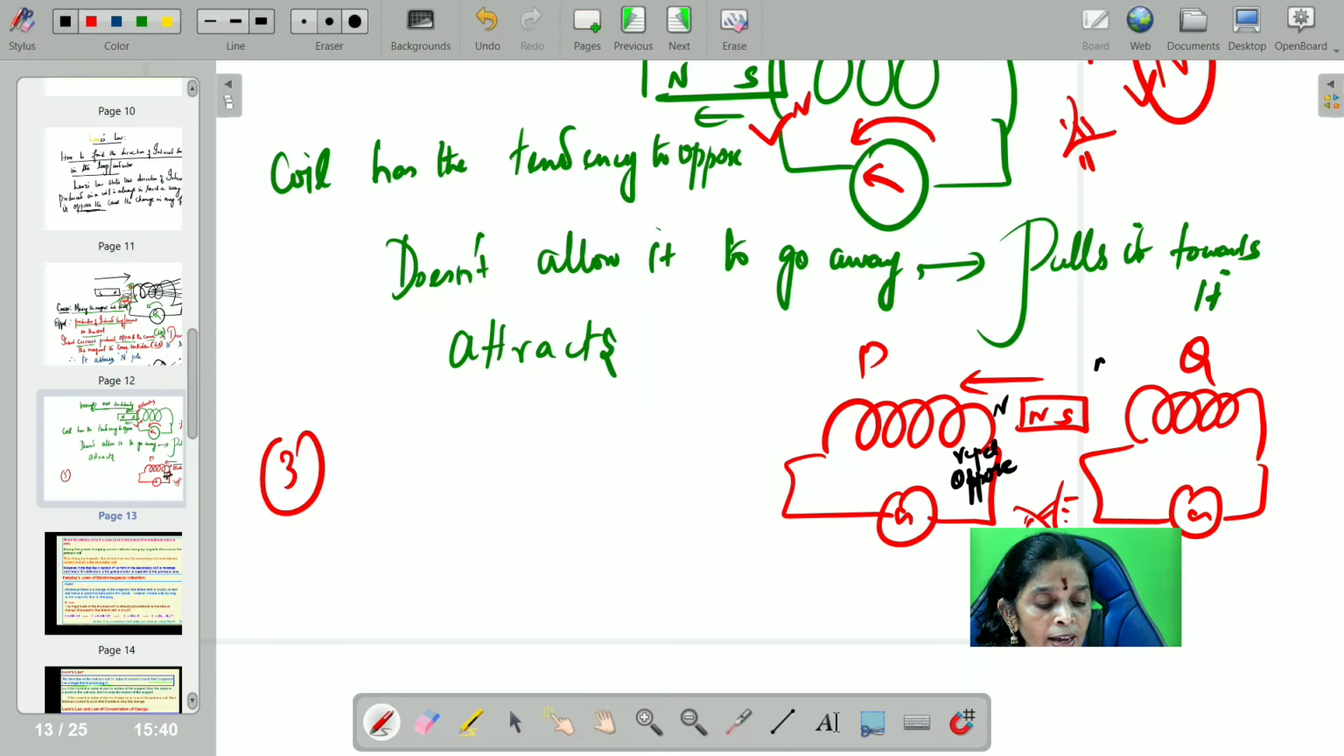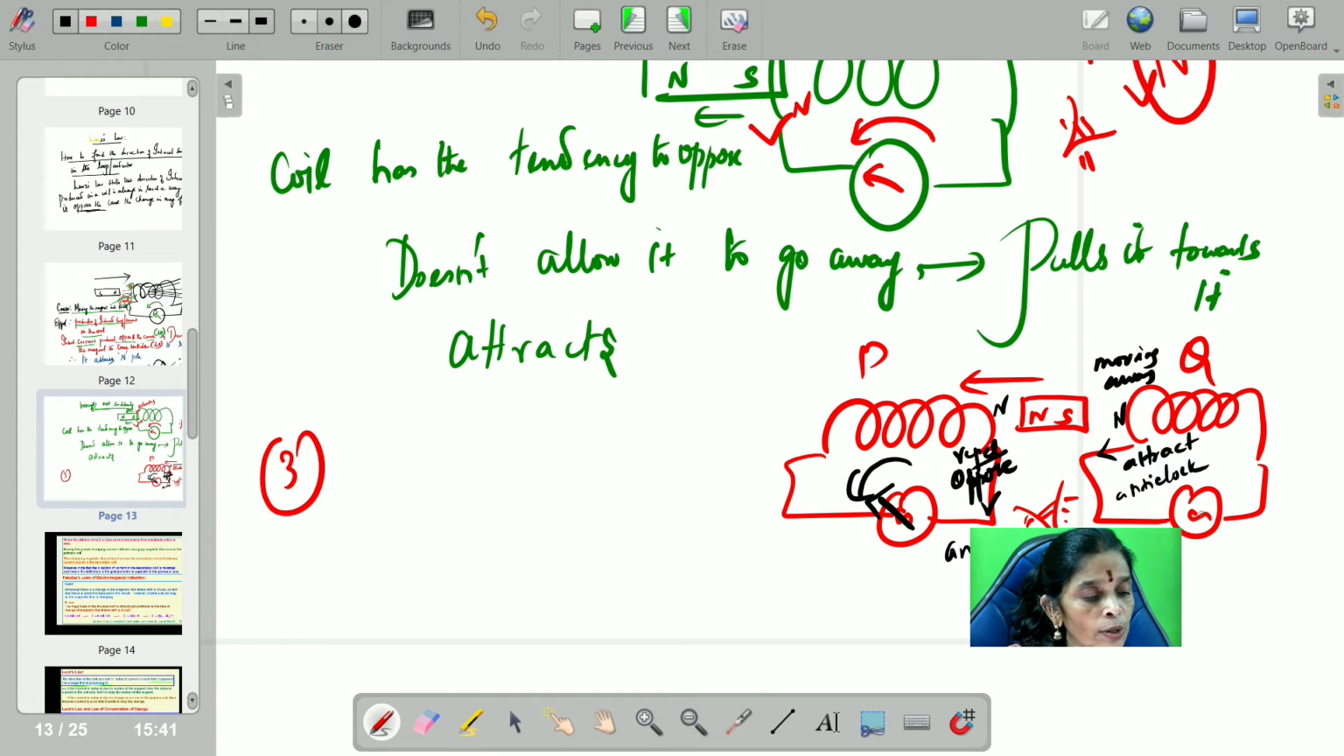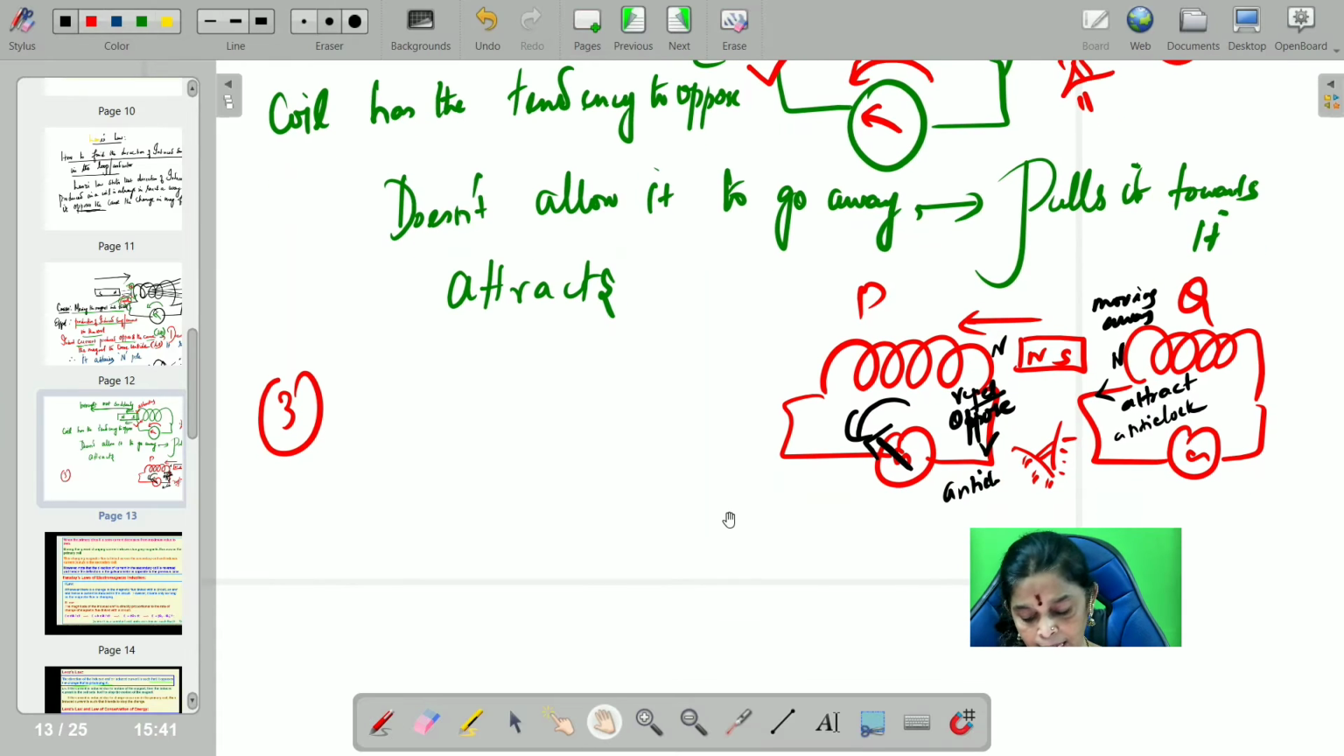So it is moving away. Since it is moving away, it does not allow it to move away. So attract. Since it is attracting, what polarity does it attain? North pole. North pole means what wise? Anti-clockwise. So therefore, the galvanometer deflects like that. So here also the galvanometer deflects like this. Can you check here? Both ends anti-clockwise. Very easy. This is Lenz's law.